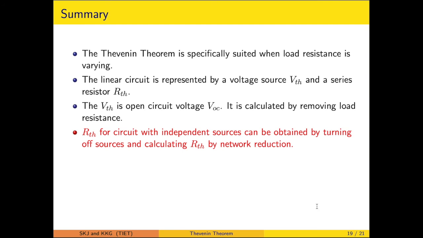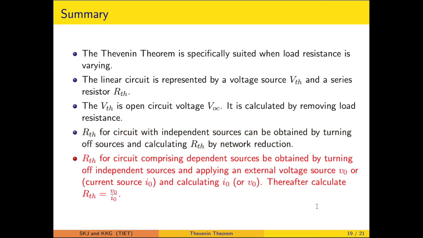or star delta conversion, or you can say network reduction. The RTH for the circuit comprising dependent sources is obtained by turning off independent sources and making use of an external voltage source or current source, and then calculating correspondingly the value I0 or V0 as the case may be, and thereafter we calculate RTH is equal to V0 upon I0.